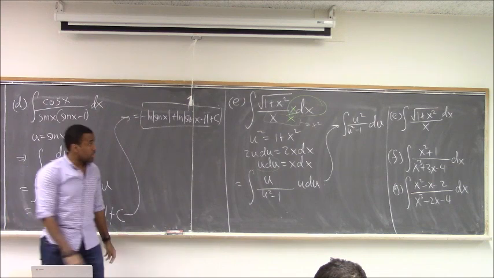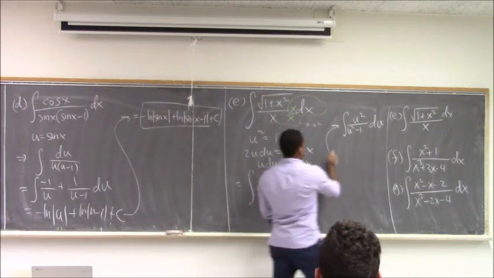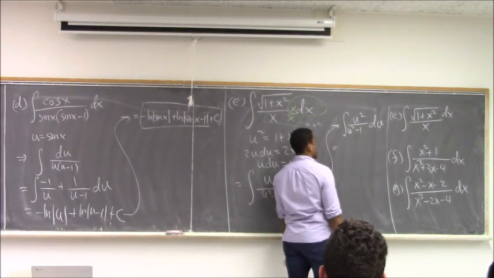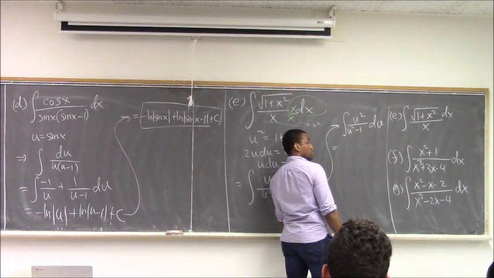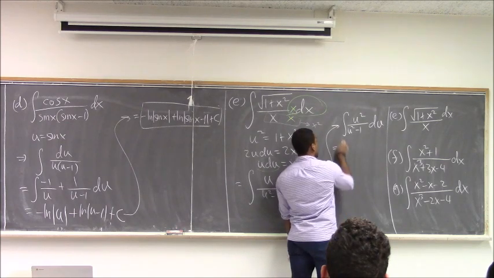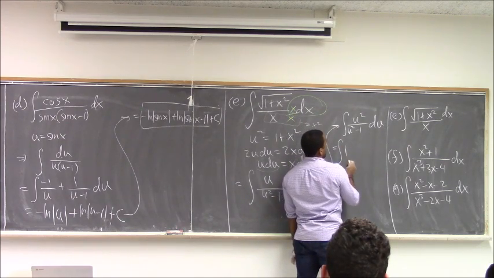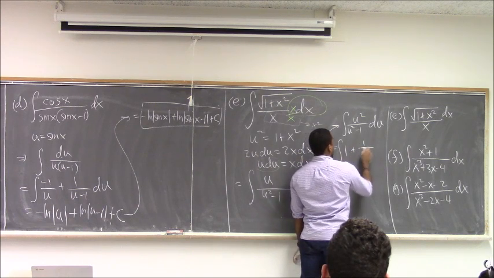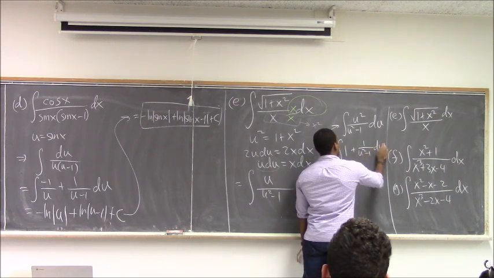And that guy we know how to deal with now. What is that going to become? You subtract 1, add 1, it's going to become 1 plus 1 over u squared minus 1. How do you do this part?